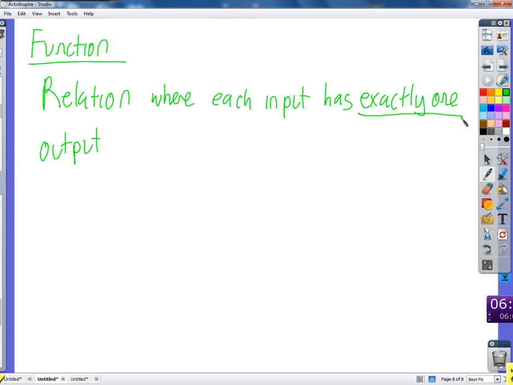Negative 1 has 2 outputs. You're done. Negative 1 has an output of 2 and negative 1. That can't happen in a function. It can only have 1 output. Any others?